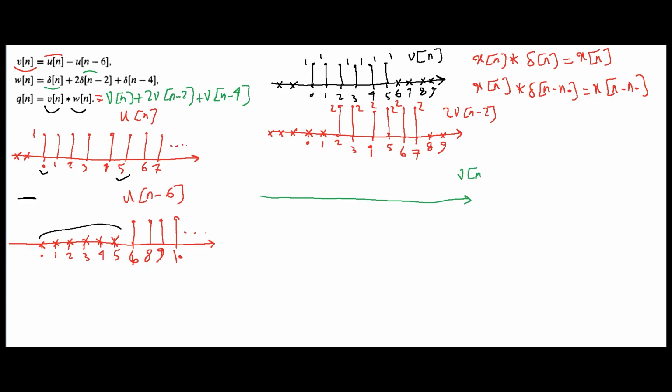Next, let's sketch v[n-4]. Again, it has the same shape as v[n], but this time it is shifted 4 samples to the right. So it starts at n equals 4, ends at n equals 9, and its amplitude remains equal to 1.